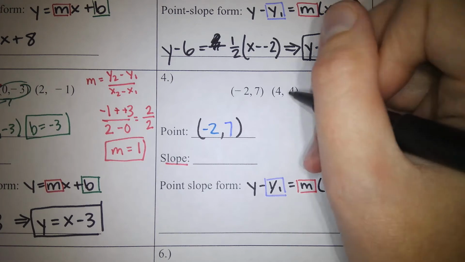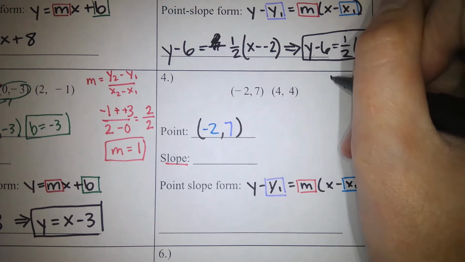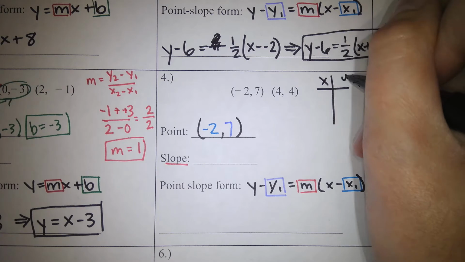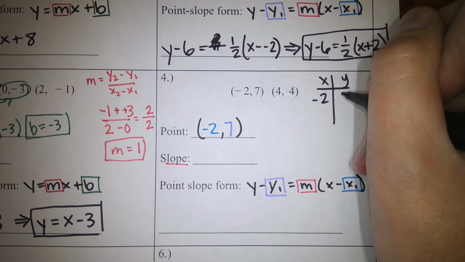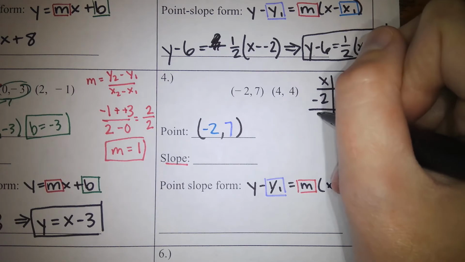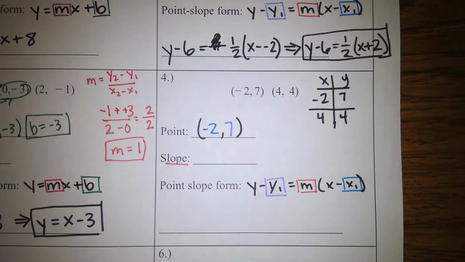So if you want to find your slope, what I'm going to do is go ahead and make a table. So I'm going to say x and y, -2 and 7, 4 and 4.